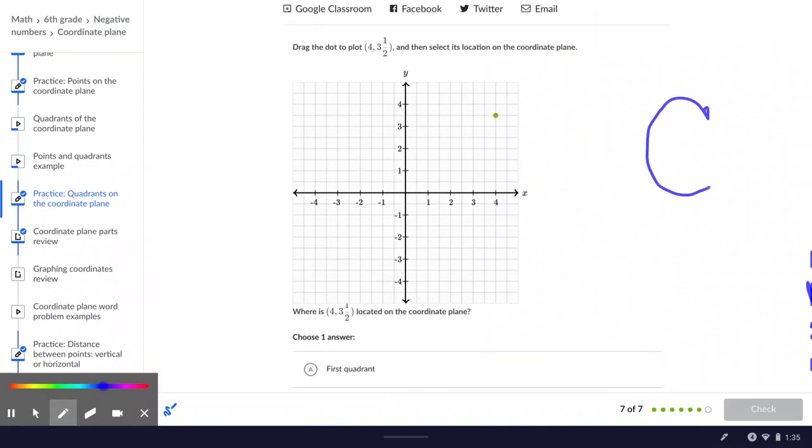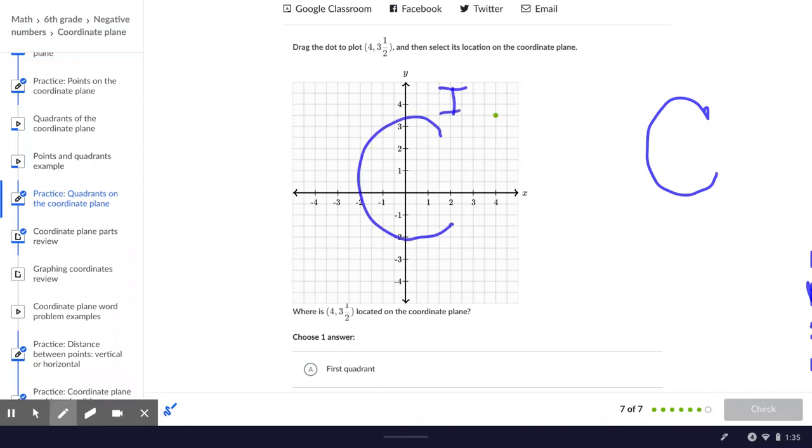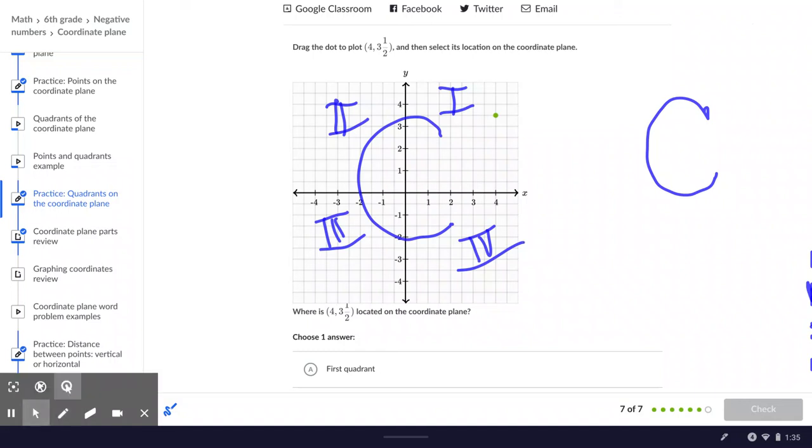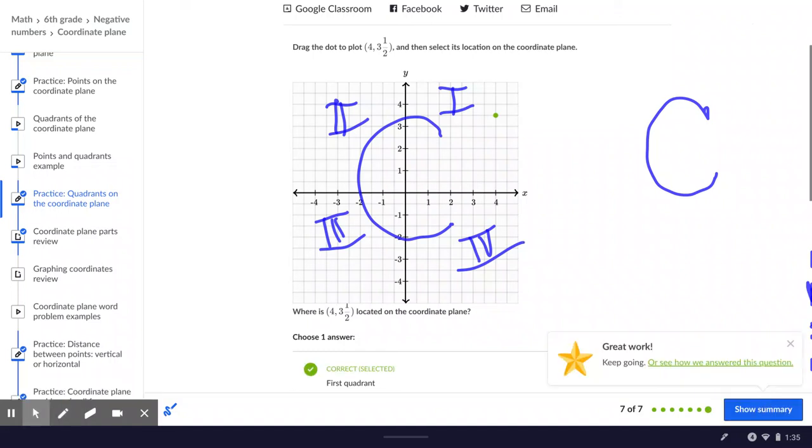Remember I write my imaginary C? Even if I wrote it here. Look, boom. Quadrant 1, 2, 3, 4. Quadrant 1 is where my dot is located, or my first quadrant. And we're done. Hopefully this helps, guys.